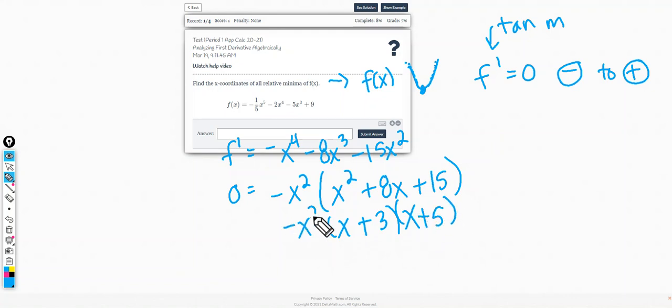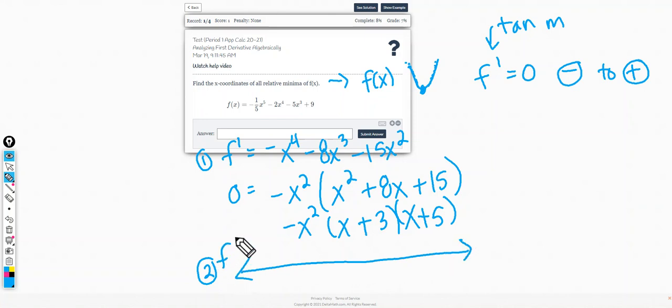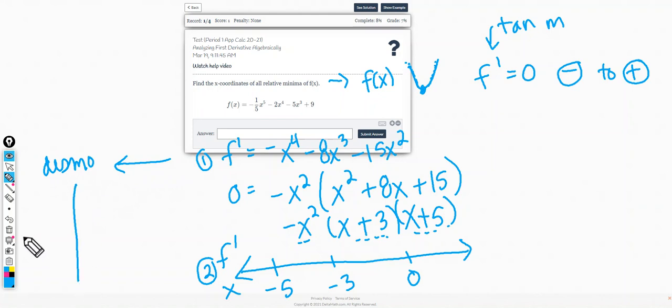All right. So now I need my number line, right? First step was find those critical numbers. Second step is make my number line. Now, this is an f prime number line. And so here we've got -5, -3, and 0, which come from my critical numbers. Okay, and I'm going to go ahead to Desmos, and I'm going to graph my f prime to help me with my pluses or minuses. There's -5, -3, and 0.